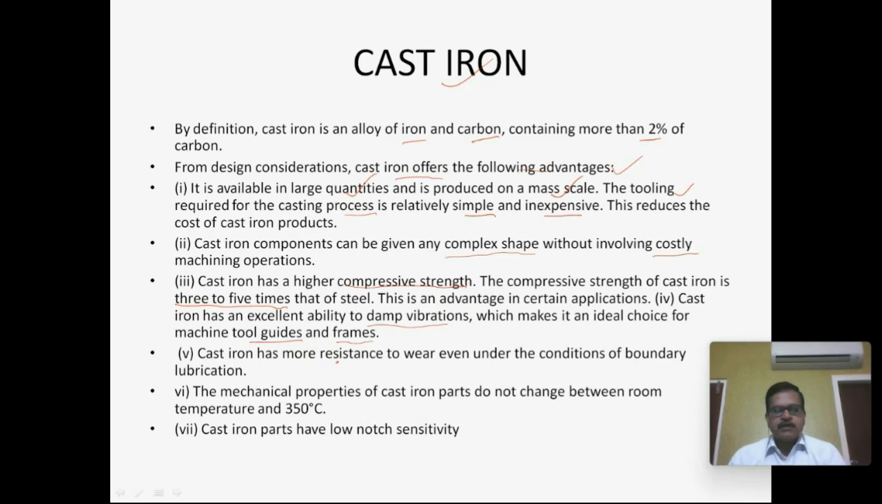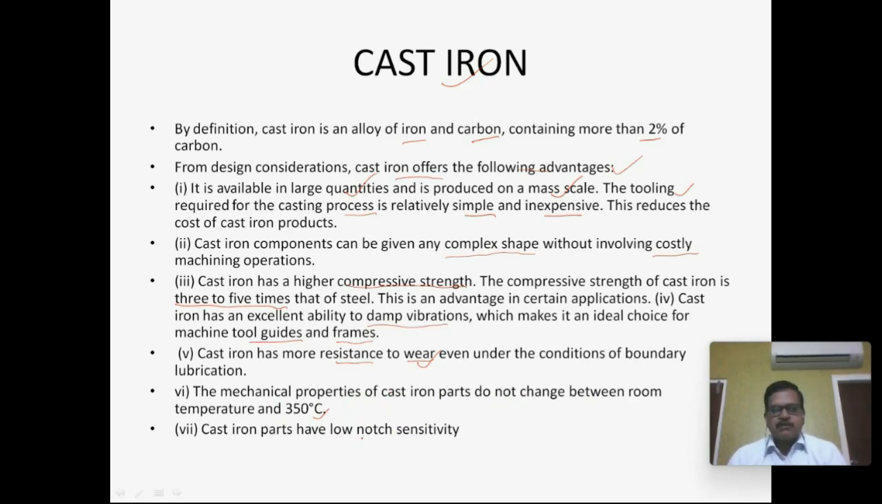Next, cast iron has more resistance to wear. Because the percentage of carbon is more, it has greater hardness. When it has greater hardness, it has greater wear resistance. The mechanical properties of cast iron parts do not change between room temperature and 350. So up to 350 degrees centigrade, it is going to retain its mechanical properties.